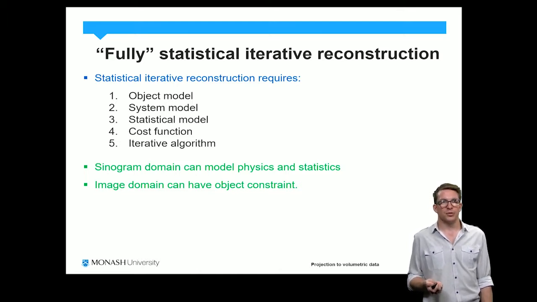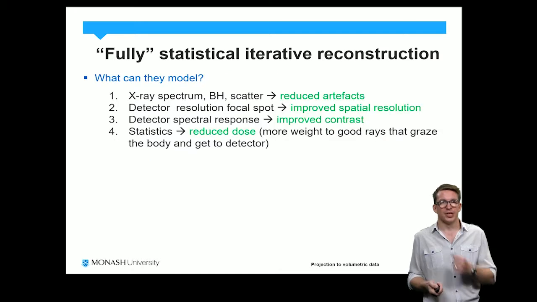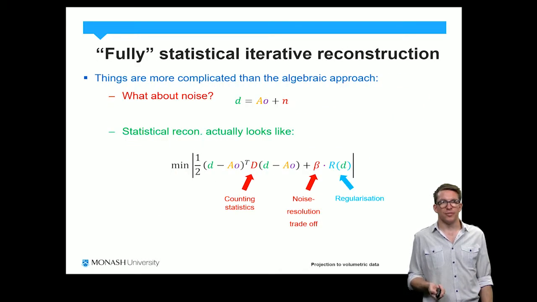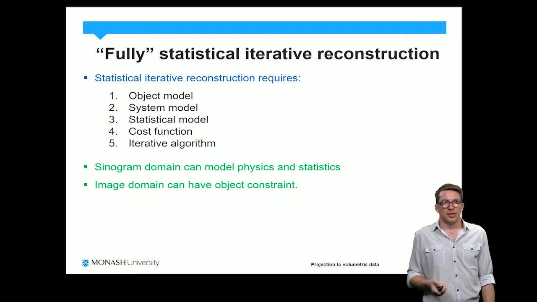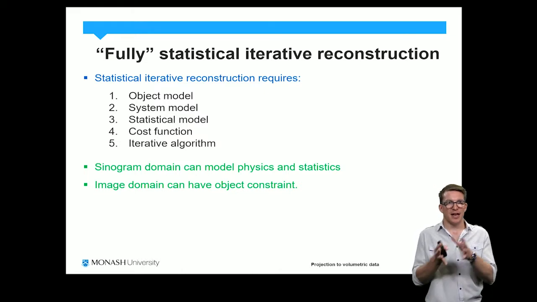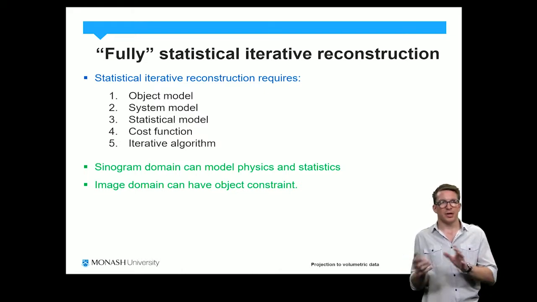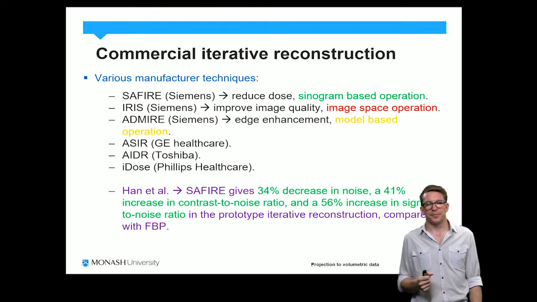We need an object model, a system model, a statistical model, we need a cost function, and we need an iterative algorithm. So that might be MLEM or MAP. There's various different ones that you can use. And each of the different iterative algorithms then has a slightly different form of this equation here at the bottom of the slide. Right. So effectively, we've said we can have a sinogram domain and an image domain, and we can go backwards and forwards between the two.